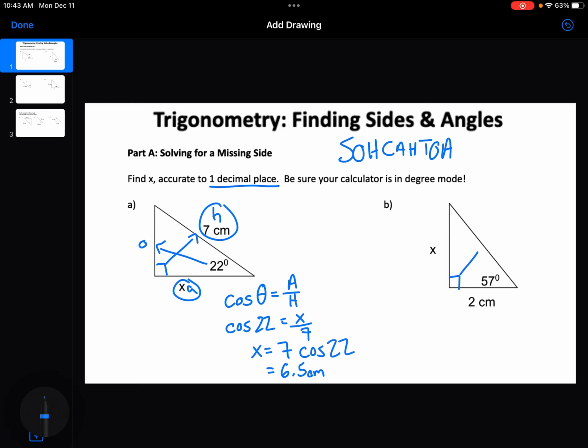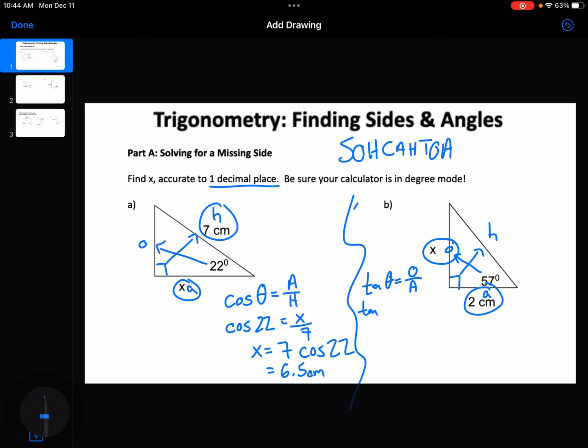Okay, we're looking here. We've got hypotenuse, opposite, and adjacent. So here, we're using opposite and adjacent. So when I work through this one, I'll make a little line here. We've got tan theta equals opposite over adjacent. That's TOA of our SOHCAHTOA.